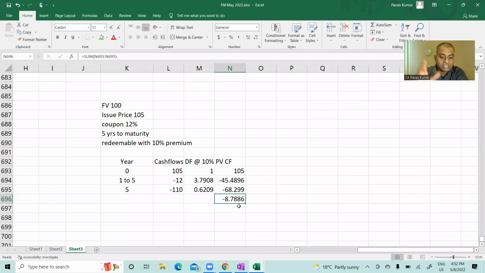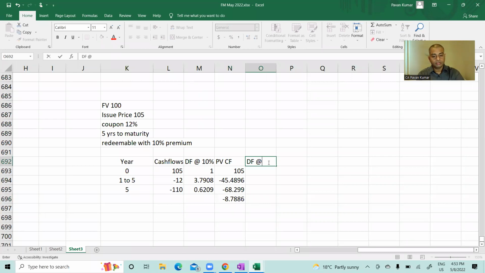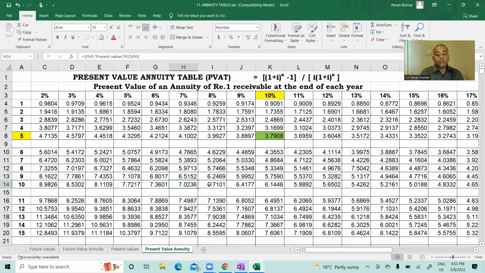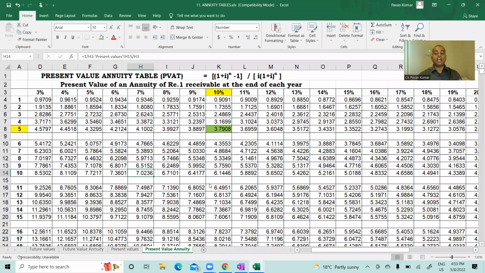This is minus 8.7886. Now take discount factors at 15%. I'll take 1 here. Guys, you identify and tell me, I'm not going to speak anything, what should be the present value annuity factor I should consider at 15%.